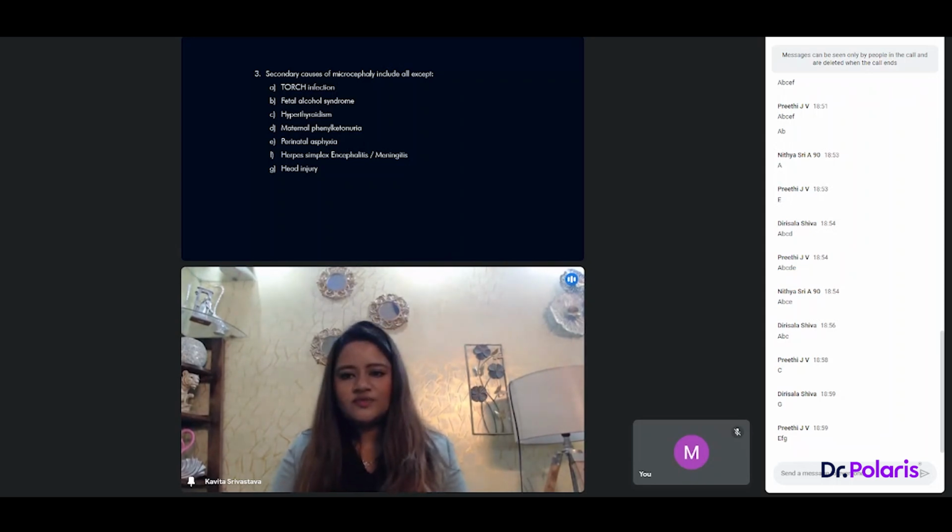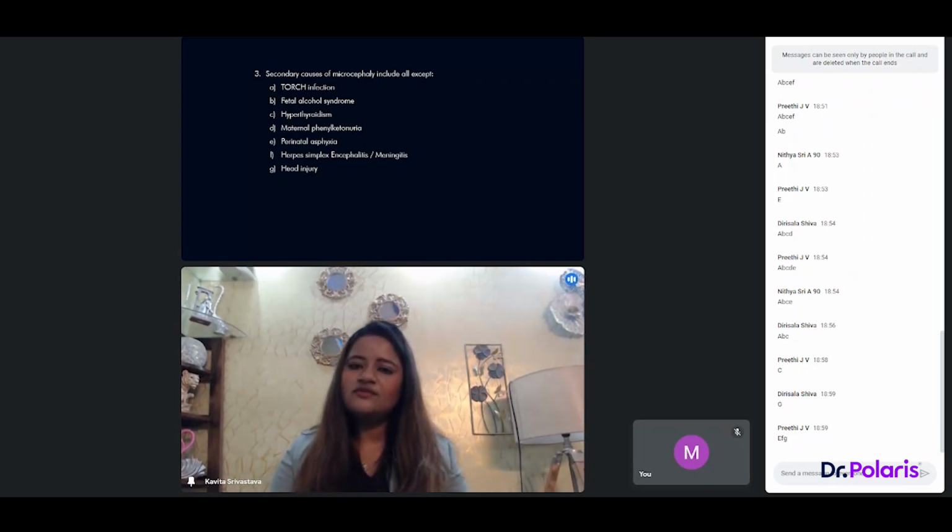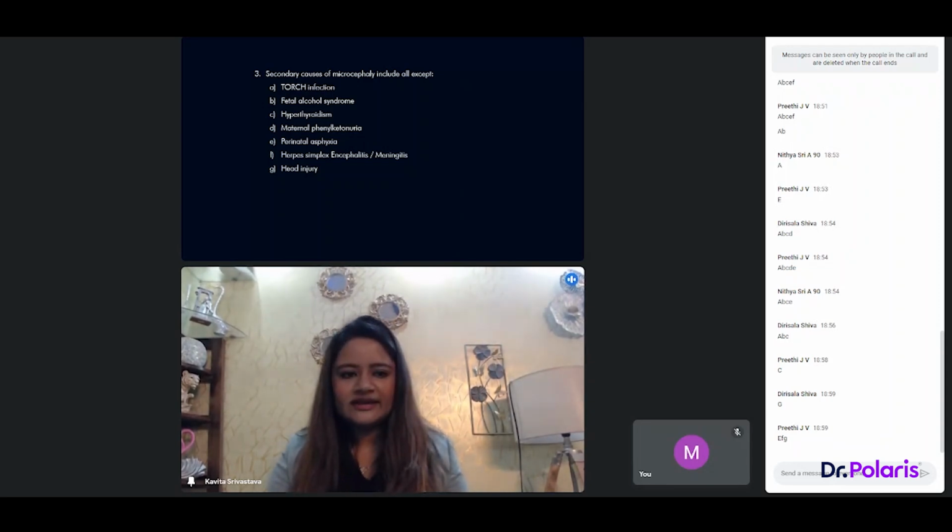Hyperthyroidism does not cause microcephaly. It has a normal sized head, whereas hypothyroidism can result into micro or macrocephaly, but it can also have a normal sized head. So hyperthyroidism can never alter the size of the head. Maternal phenylketonuria, again very, very classical example for microcephaly. Perinatal asphyxia, if the child develops HIE or perinatal asphyxia at the time of delivery, there can be restrictions towards the head growth causing microcephaly.